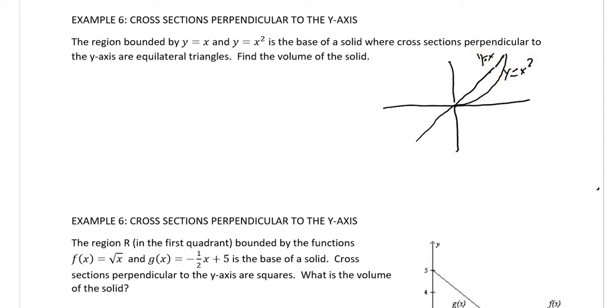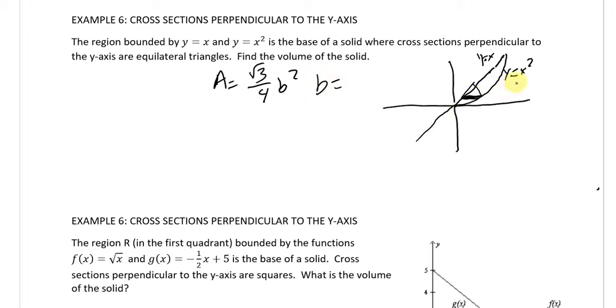Now it says cross sections perpendicular to the y-axis are equilateral triangles. So they would go like that then, up and down that line. So we know the area of the equilateral triangle we learned is the square root of 3 over 4 times the base squared. And the base is going to be the distance between the two functions.